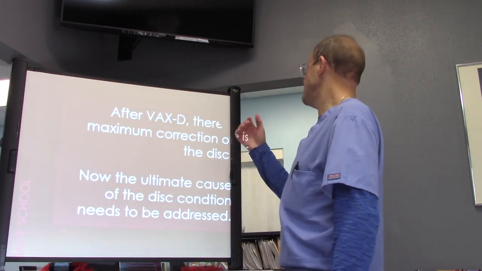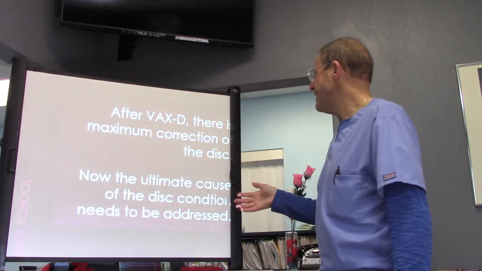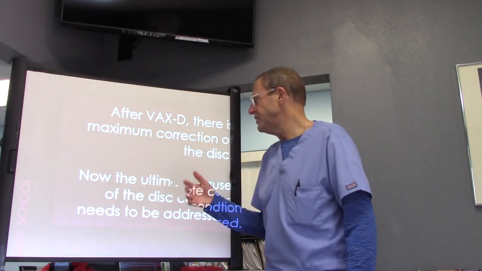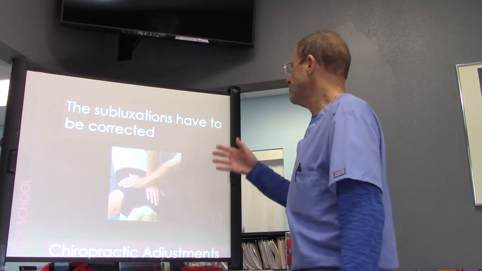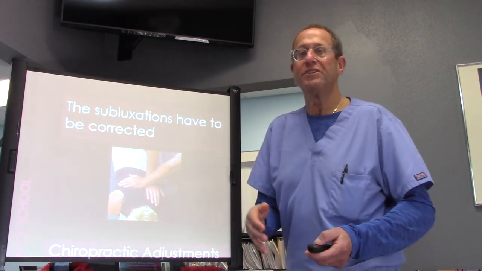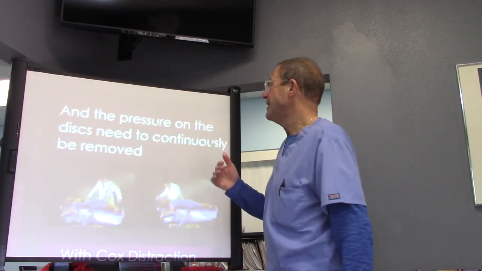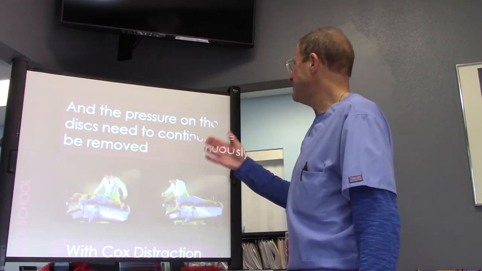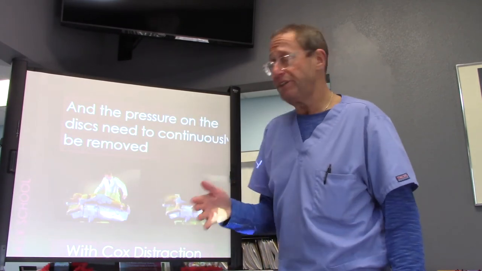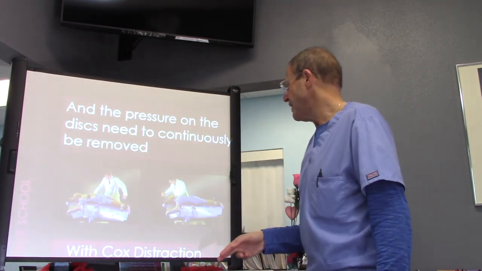After VAX-D, there's maximum correction of the disc, and then the ultimate cause of the disc condition needs to continue to be addressed. So subluxations have to be corrected, and that's where our chiropractic adjustments come in, and I do something called Cox distraction. So we need to continue to take the pressure off the discs. Otherwise, the disc will continue to degenerate. And that's what Cox distraction does.